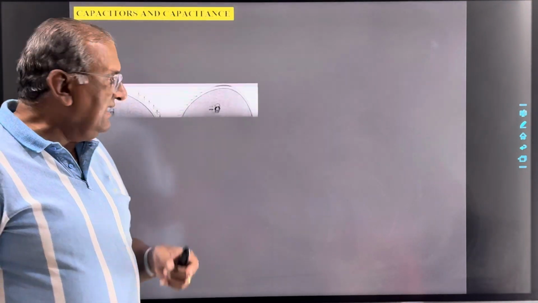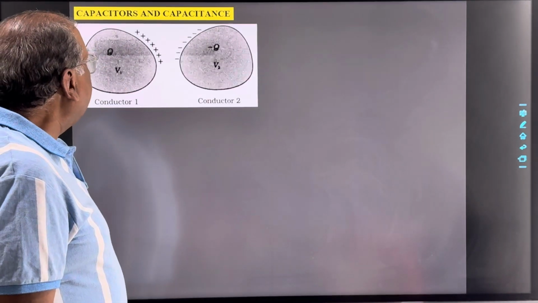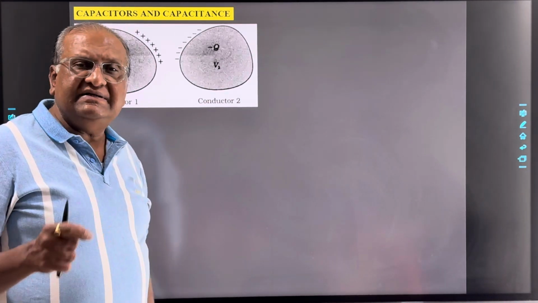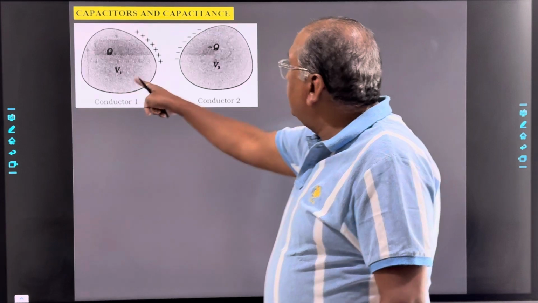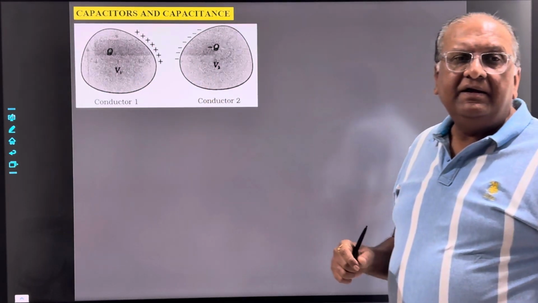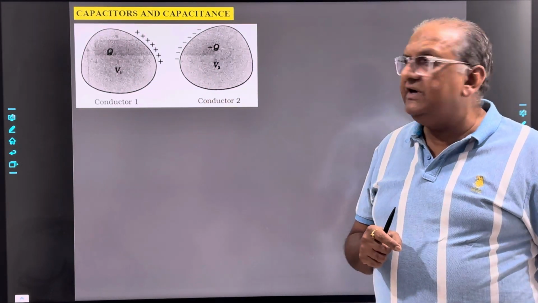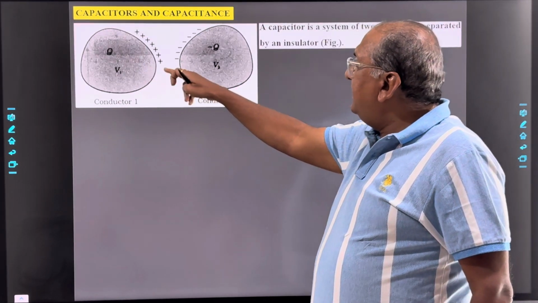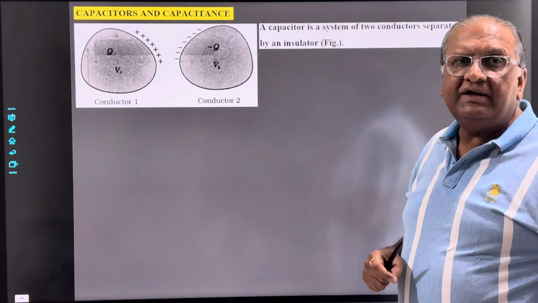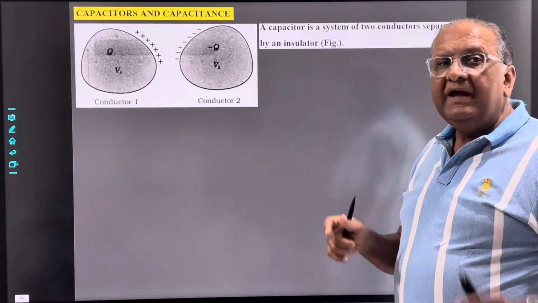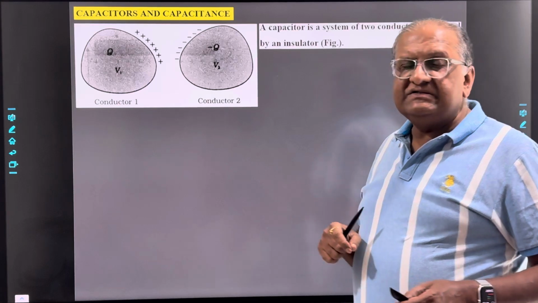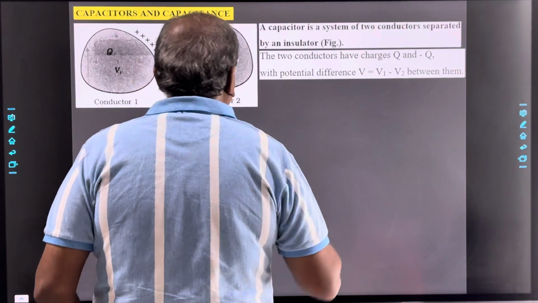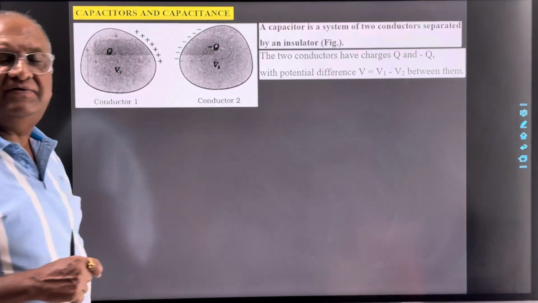Now the next topic is capacitors and capacitance. Now, capacitor means what? A capacitor is a system of two conductors separated by an insulator, or we can say insulating material. Now one conductor has charge plus Q and another conductor has charge minus Q, and the potential difference between these two conductors is V equal to V1 minus V2.